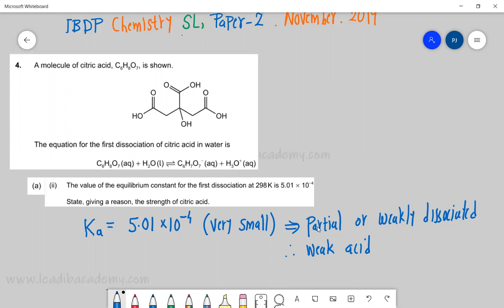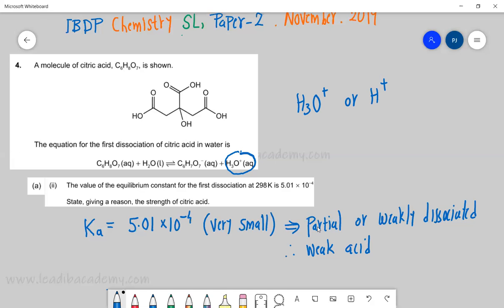Because stronger the dissociation, that means finally, please remember that everything depends on these hydronium ions. Higher the number, higher the dissociation, that means we are going to get more H3O plus, because finally H3O plus or H plus are basically determining whether the acid is strong or weak.